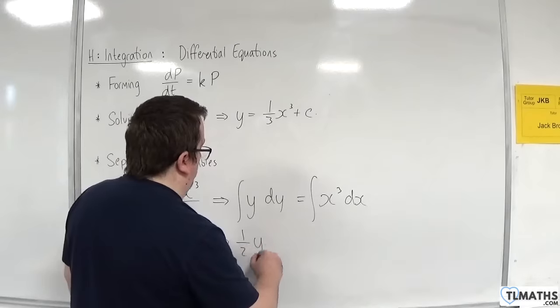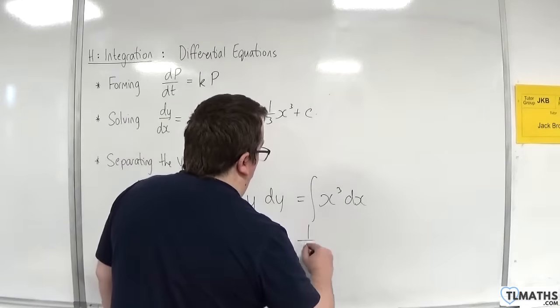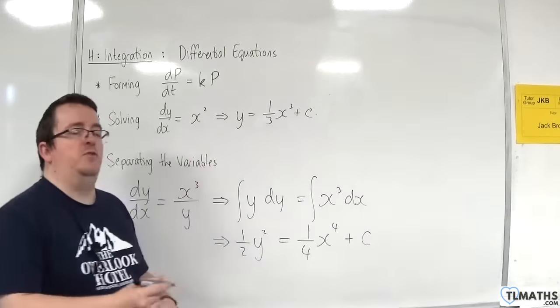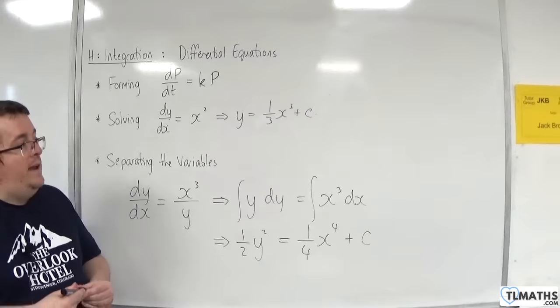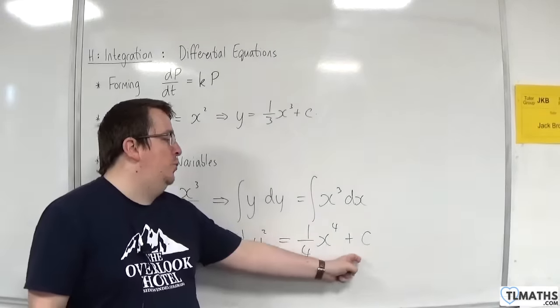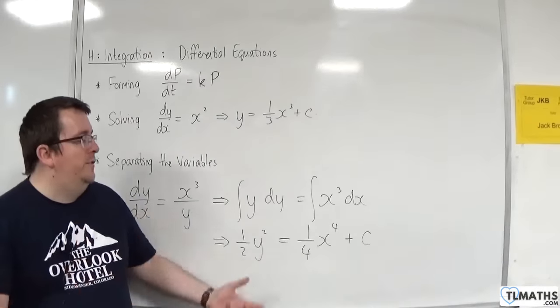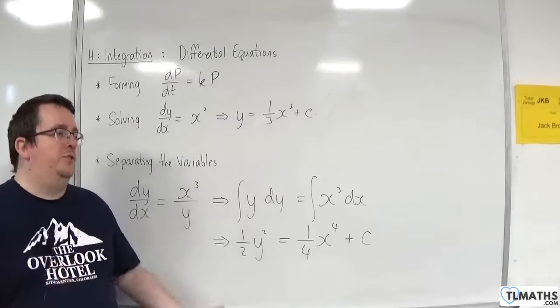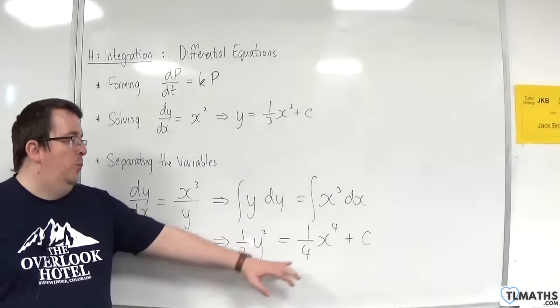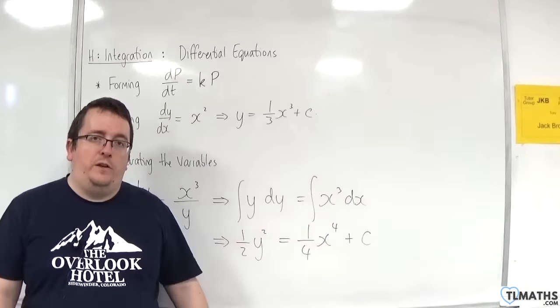So 1/2 y squared is equal to 1/4 x to the 4. And you add your constant of integration to the right-hand side. Then you might be given some initial conditions or boundary conditions allowing you to work out the value of c. So the curve goes through (1, 2) again. Okay, substitute 1 and 2 in: x is 1, y is 2 into that. Work out your value of c.